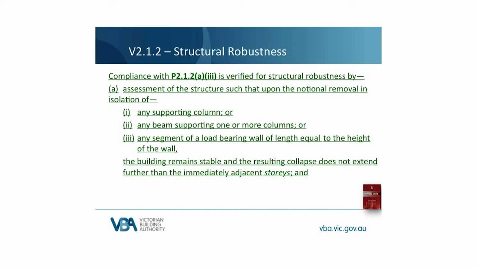The first part, A, says that if your structural engineer models the building and takes out any of these things, a column, a beam supporting one or more columns, or a segment of a load-bearing wall, as long as it's tall, then the building must remain stable and collapse must not extend beyond the immediate adjacent stories.